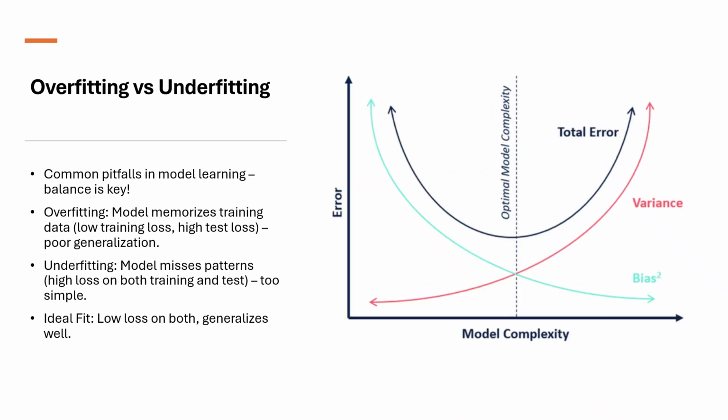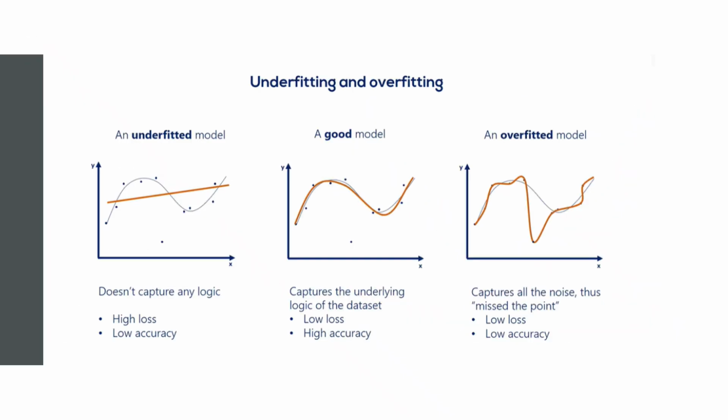Overfitting vs underfitting. Now let's talk about two common problems in learning. Overfitting happens when the model memorizes the training data. It performs well on training data but poorly on new data. Underfitting happens when the model is too simple and fails to capture patterns. It performs poorly on both training and test data. The goal is an ideal fit, low error on both training and testing data.